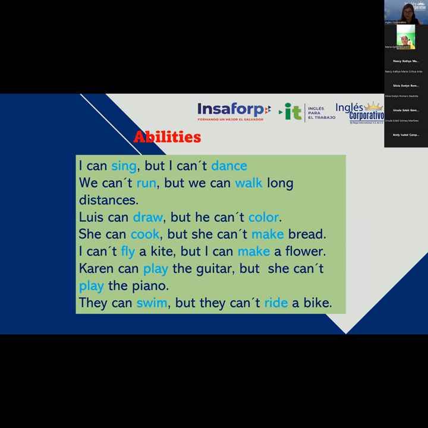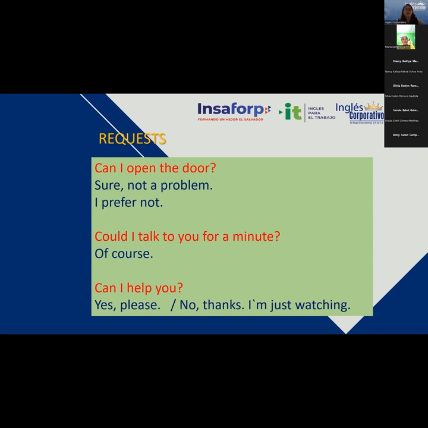You see, in the previous exercise, when we talk about abilities, if I ask you, can you dance? You say, yes, I can, or no, I can't, right? But when we're talking about requests, if you ask me, can I open the door? I don't tell you, yes, you can, right? What I say is, sure, no problem. Yeah, go ahead. Or you don't have to say yes all the time, right? Not just because the teacher told you only to say yes. No, you can say no. You say, can I open the door? I prefer not, right? I prefer not.